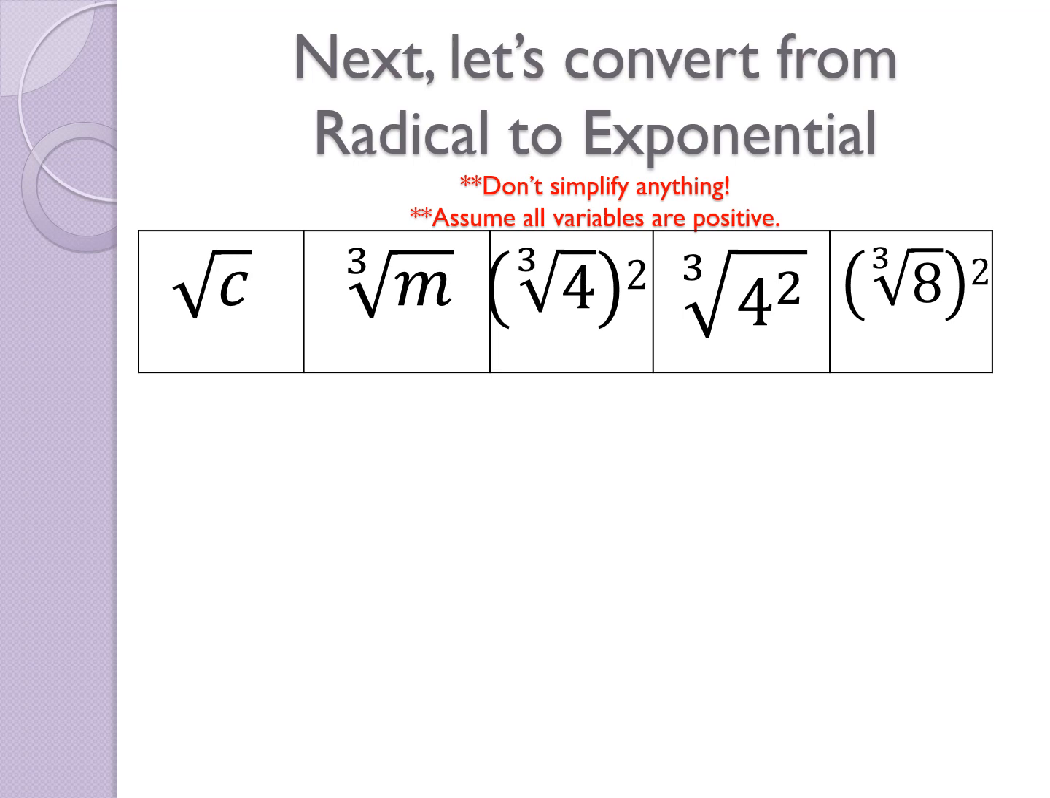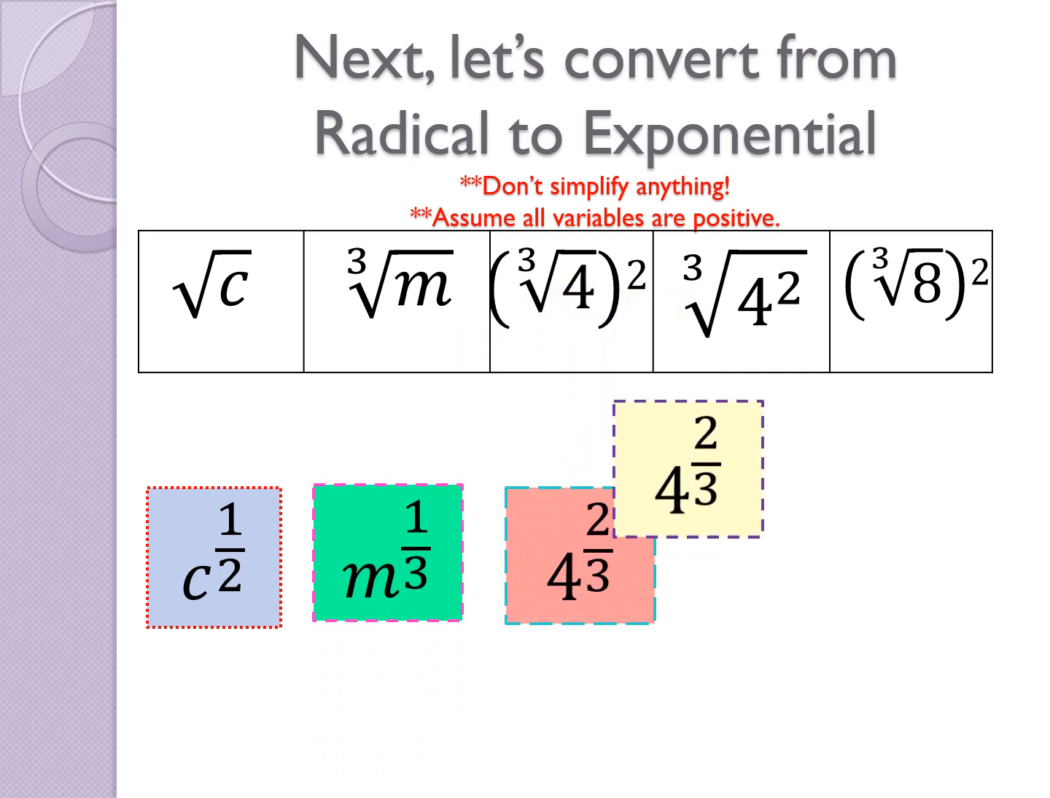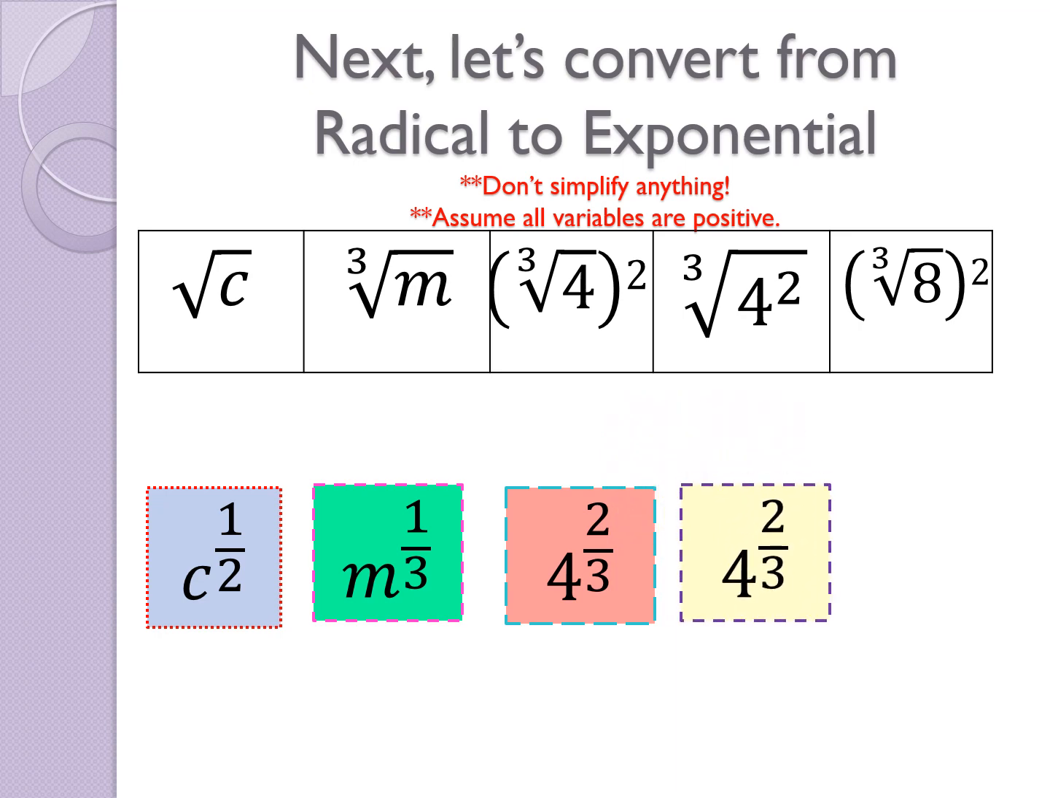Okay, so I got c to the 1/2, m to the 1/3, 4 to the 2/3, 4 to the 2/3. And you're like, wait a minute, that's just showing you that in the third example, they took the root and then squared, but in the fourth example, they squared and took the root. Ultimately, changing it back to rational exponent form, it's the same problem. And then lastly, 8 to the 2/3.